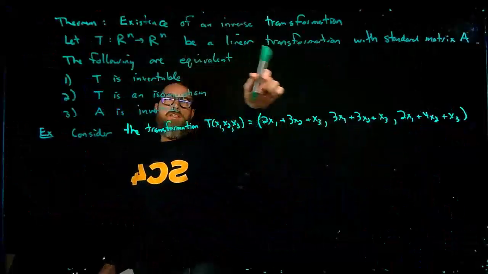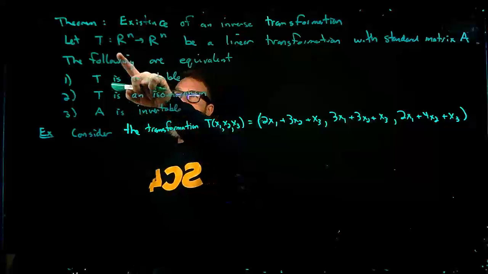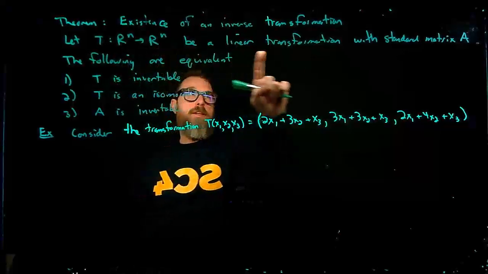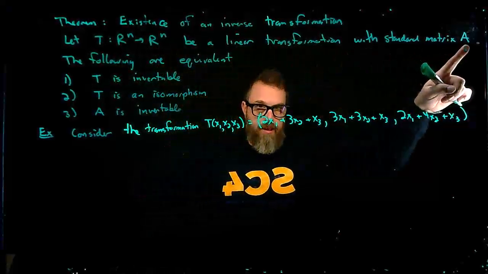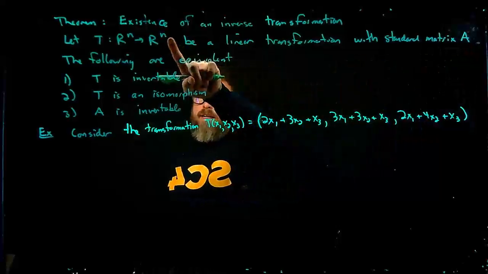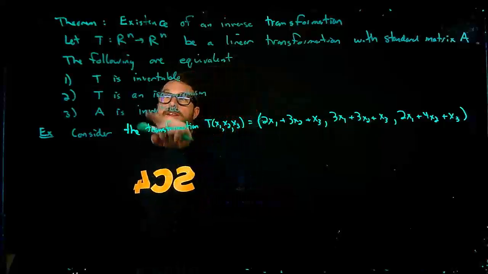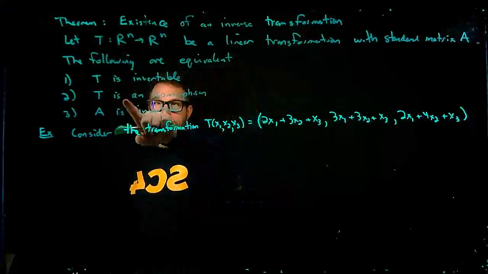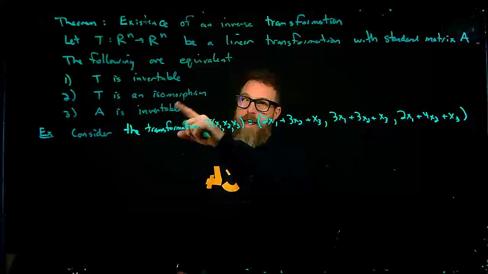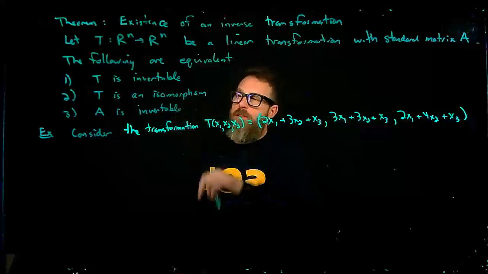Okay, existence of an inverse transformation. Let T go from Rn to Rn be a linear transformation with standard matrix A, which means A is going to be an n by n matrix, so it's going to be a square matrix. The following are equivalent: T is invertible, T is an isomorphism, and last, A is invertible. We'll get to isomorphism in another video.